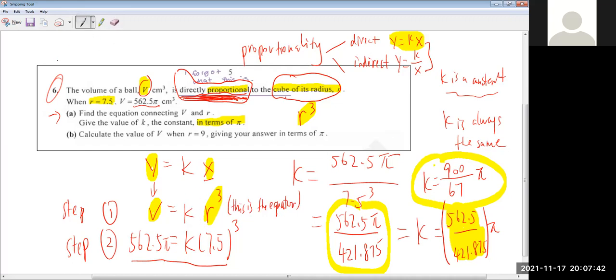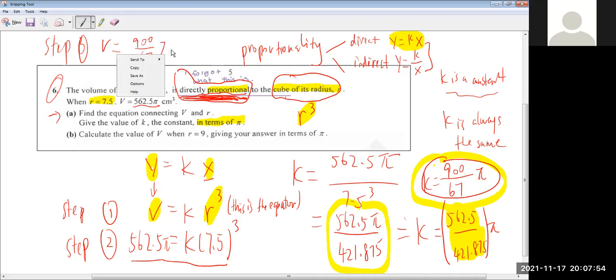So step 3 will be V is equal to, my K is here, I found it here. So it's 967 pi and then R cubed. This is the final step, which is the answer for A. Okay, this is how you get your answer for A. Okay, so far so good.